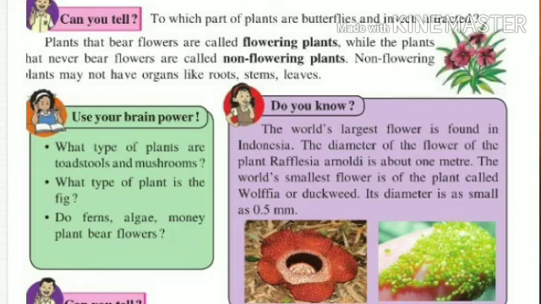Now students, can you tell to which part of plants are butterflies and insects attracted? Okay, I will tell you the answer. Butterflies and insects are attracted towards the flowers of the plants. I hope you also got your answers now. Students, plants that bear flowers are called flowering plants, while the plants that never bear flowers are called non-flowering plants. Non-flowering plants may not have organs like roots, stems and leaves.